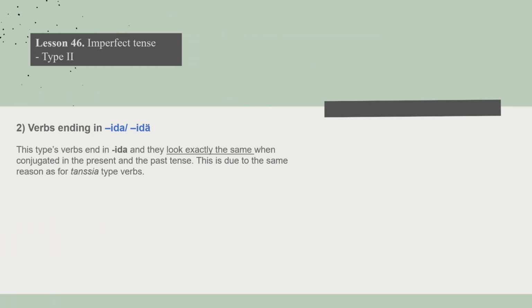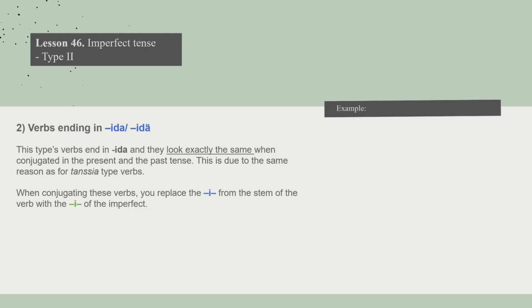This type's verbs end in ida, and they look exactly the same when conjugated in the present and the past tense. This is due to the same reason as for tanssia type of verbs. When conjugating these verbs, you replace the e from the stem of the verb with the e of the imperfect.